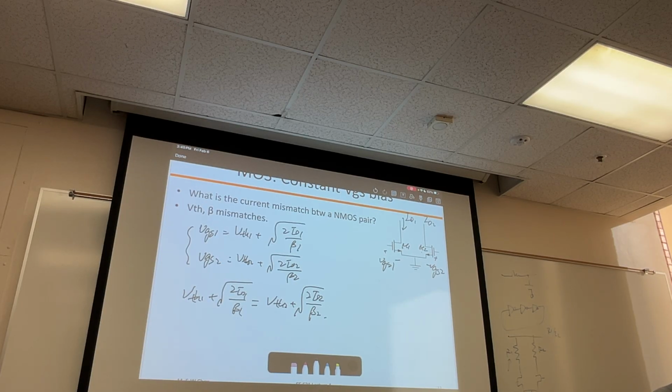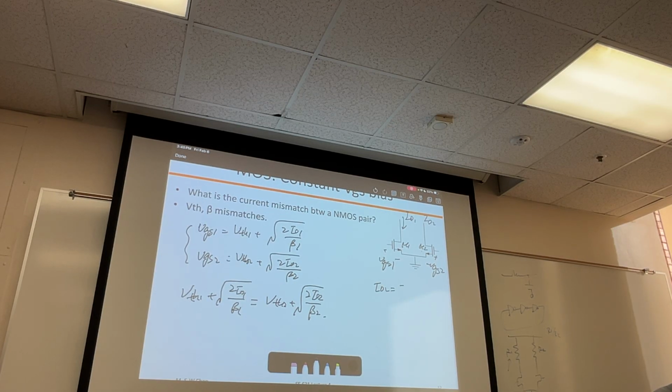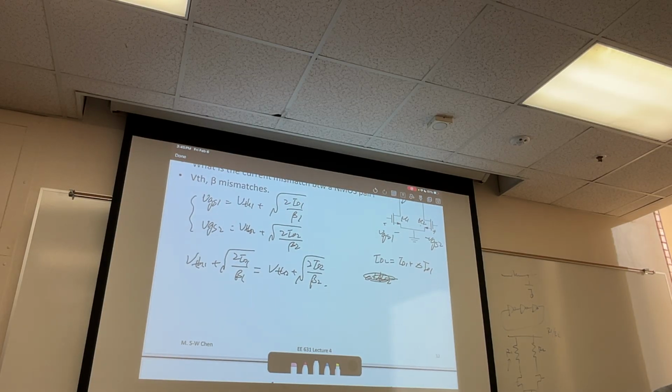All right, so here I have ID1, ID2, and I'm going to call ID2 equal to ID1 plus delta ID1. I'm going to call delta VTH2. Okay, no, sorry. Now let's go back to this equation on the left. So VTH1 plus that square root equals VTH2 plus that square root. So you have VTH1 minus VTH2 equal to square root of ID2 over beta 2 minus square root of 2ID1 over beta 1.